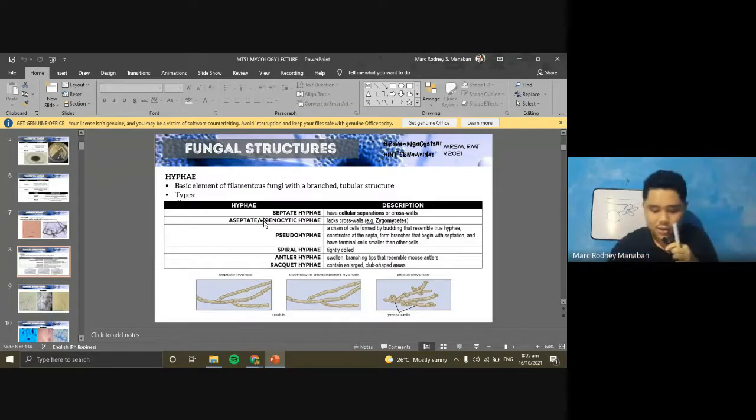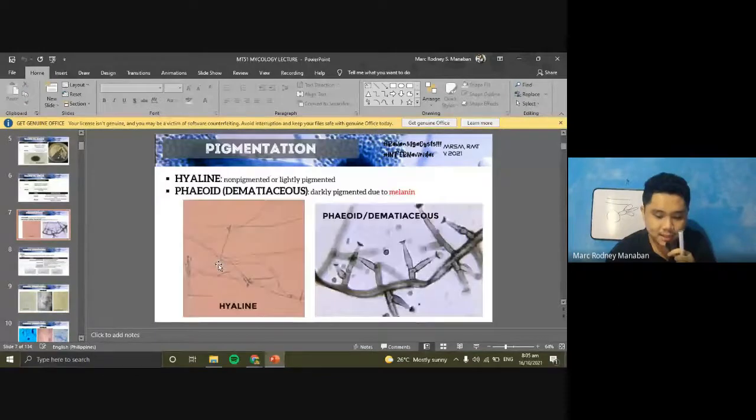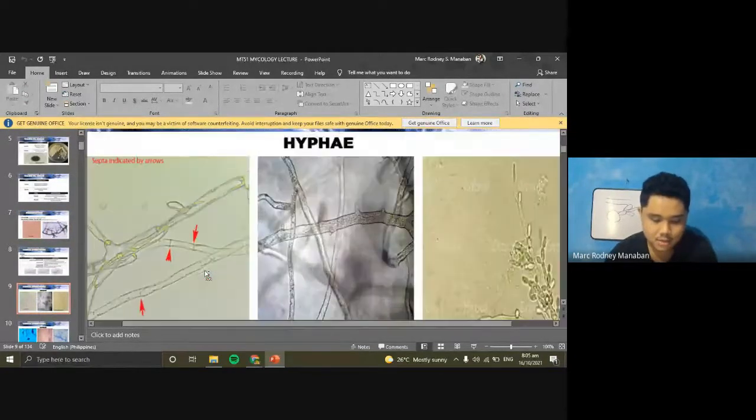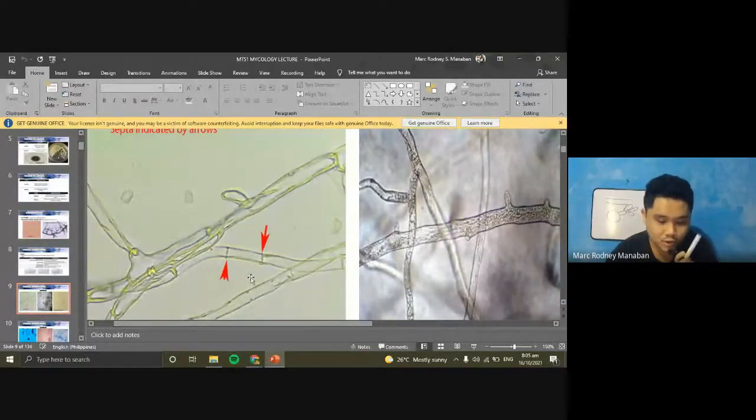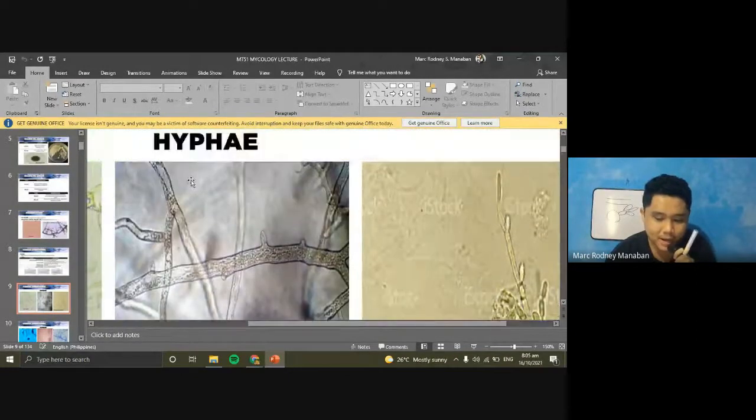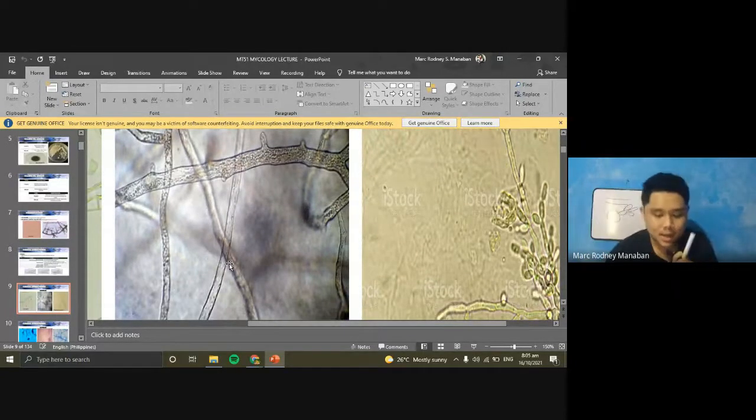All right. So for some pictures, ayan. So as you can see, septate. Ato na lang siyang i-zoom. Ayan. So septate. As you can see na cross walls. Ayan. Septations. Next for aseptate. As you can see, smooth lang yung appearance. Okay, wala siya katong septations. All right, and again, that's characteristic of your zygomycetes.